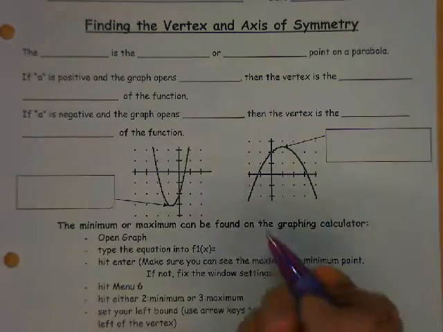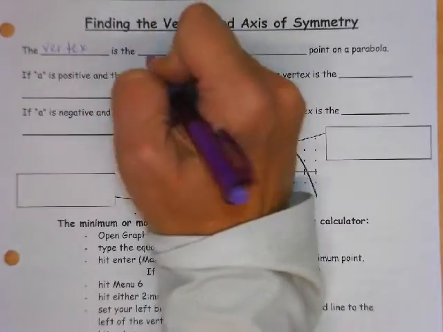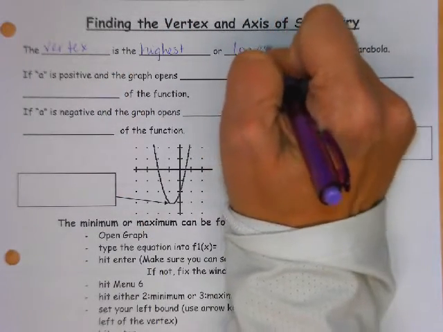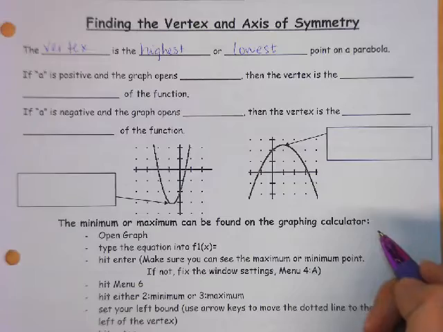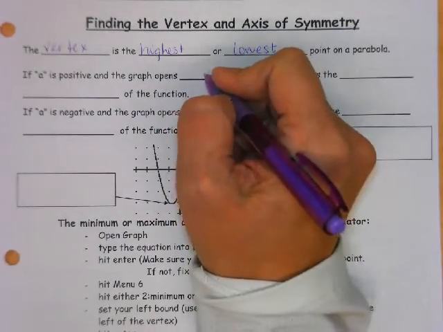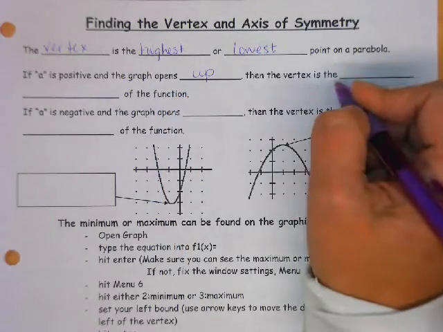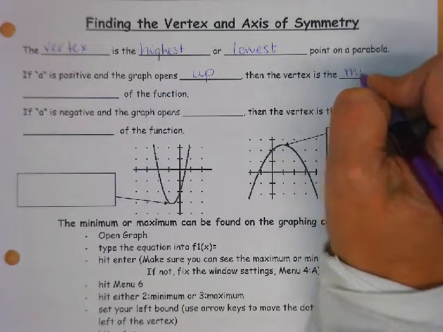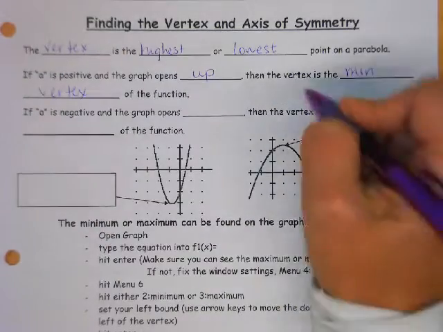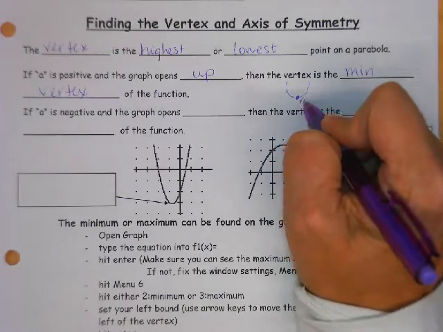We say the vertex is the highest or the lowest point on the parabola. If A is positive and the graph opens up, what kind of concavity do we have? We have up. Then the vertex is a minimum vertex of the function, right? Because if the graph is going up, then this is a min.